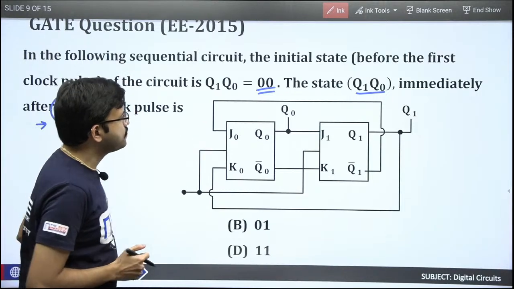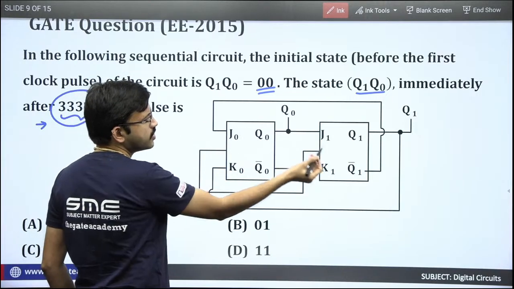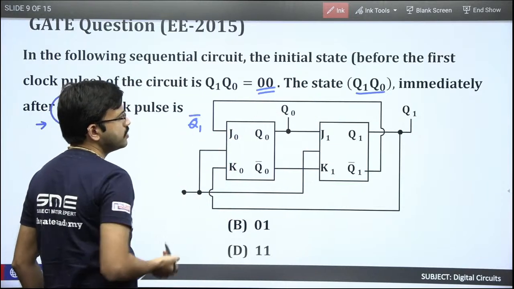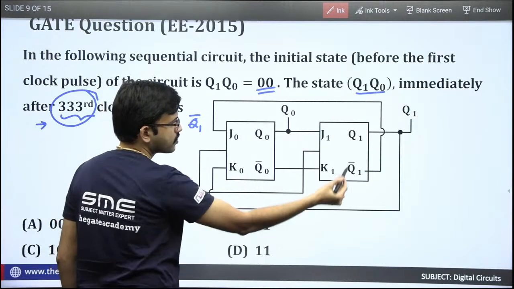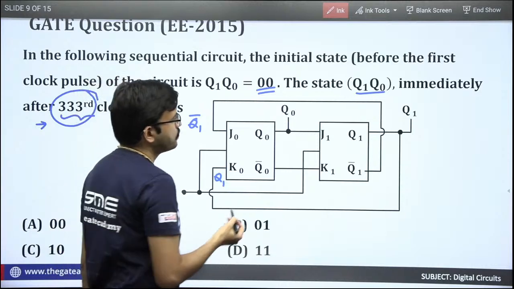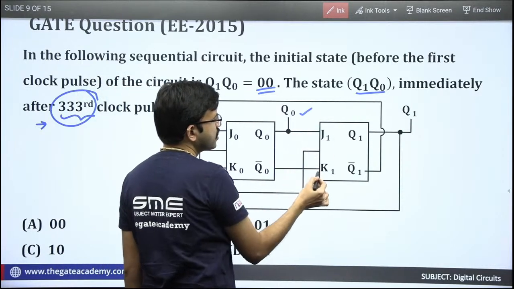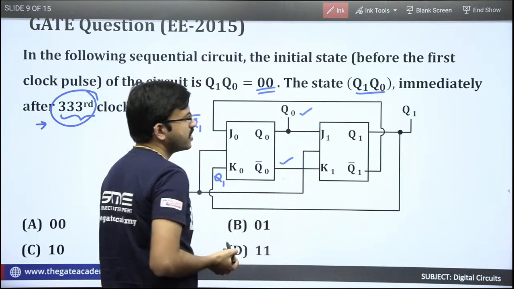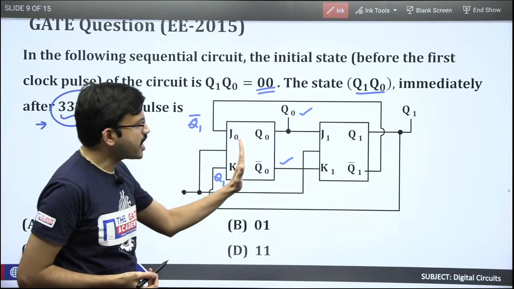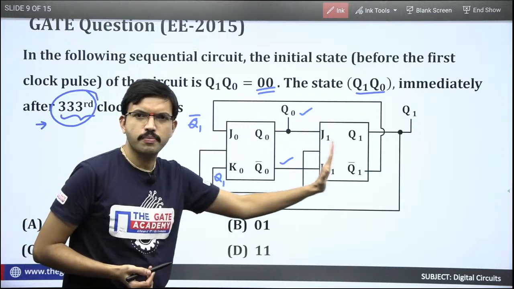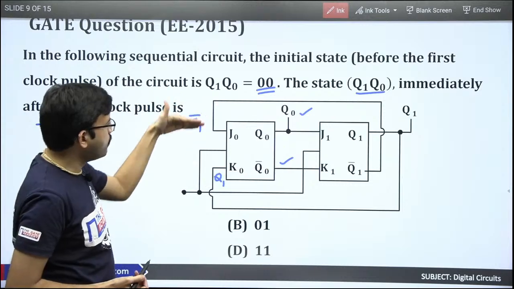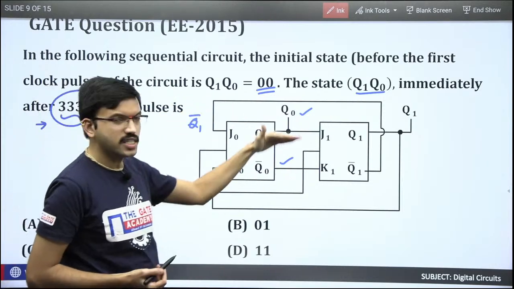Just carefully observe. Here J0 is Q1 bar. K0 is Q1. Now here J1 is Q0. K1 is Q0 bar. Just observe carefully. Here you are having two flip-flops. Both are JK flip-flops. JK inputs are complement to each other.